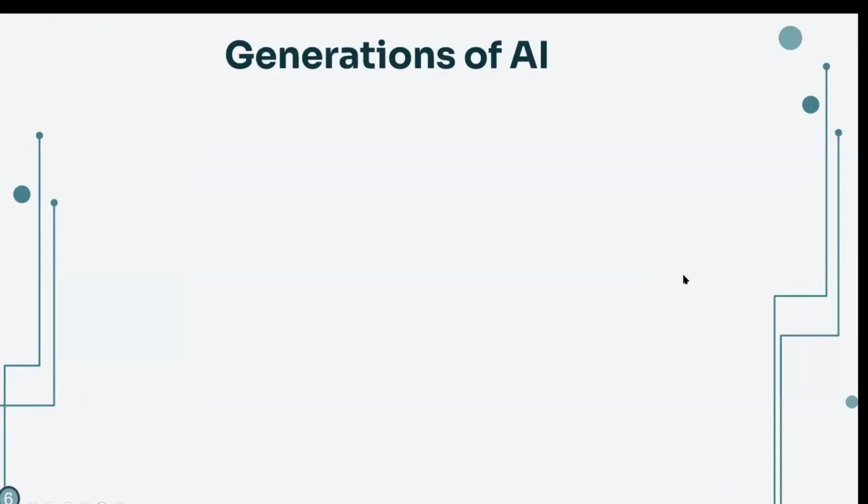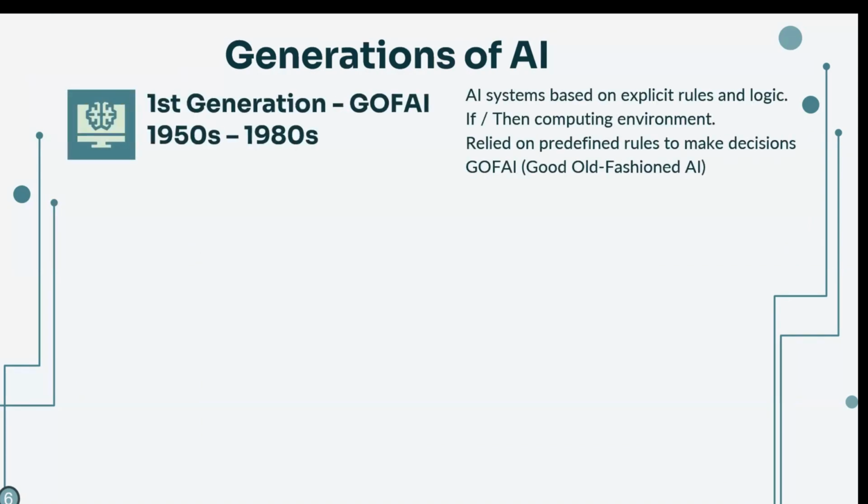So first and foremost, I know AI is intimidating, but we don't need to be afraid of it. We just need to understand what it is, what it does, because it is absolutely amazing technology. So first generation GOFAI, it's good old-fashioned AI from the 1950s to the 1980s. These are AI systems based on explicit rules. If this happens, then this is the response. It's simple logic, relied on predefined rules to make decisions.